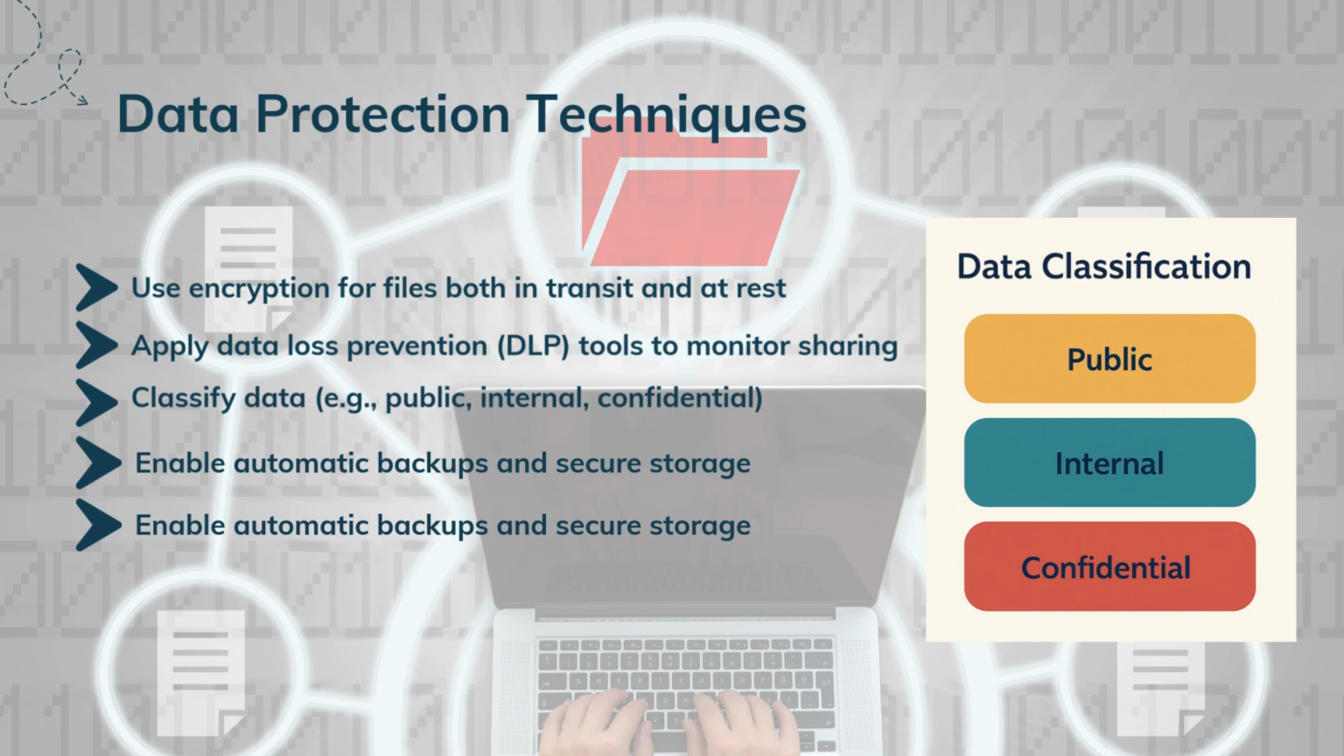Then there's data loss prevention, or DLP. These tools help spot when sensitive data is being mishandled, like if someone tries to email confidential files to a personal address. Data classification is another great tool. By labeling data as public, internal, or confidential, you can apply the right protection level to each type of file.